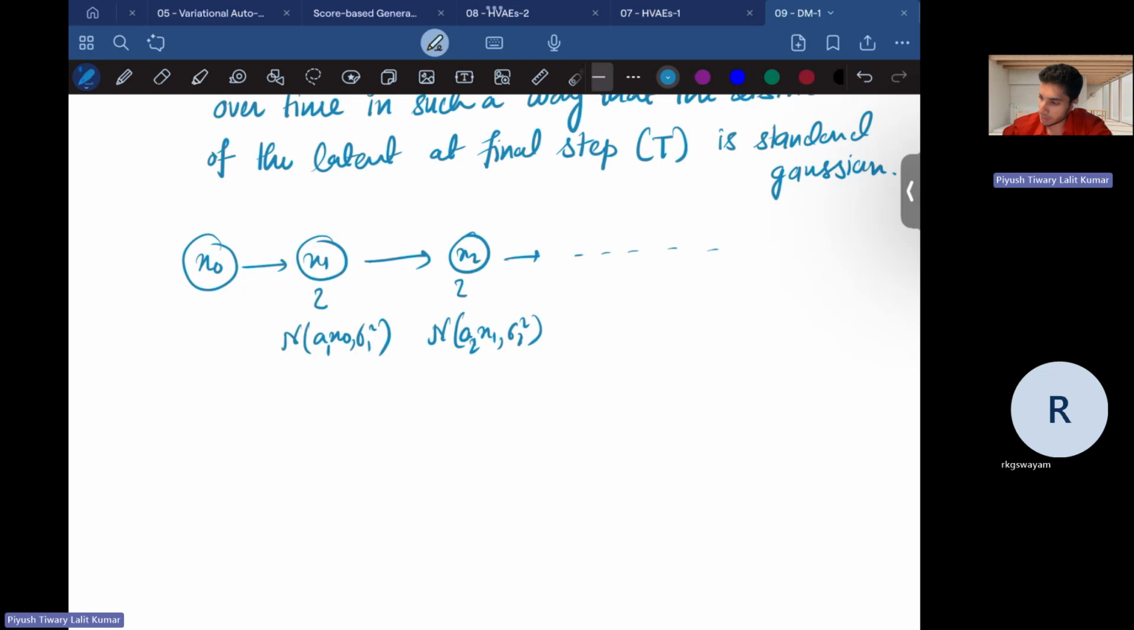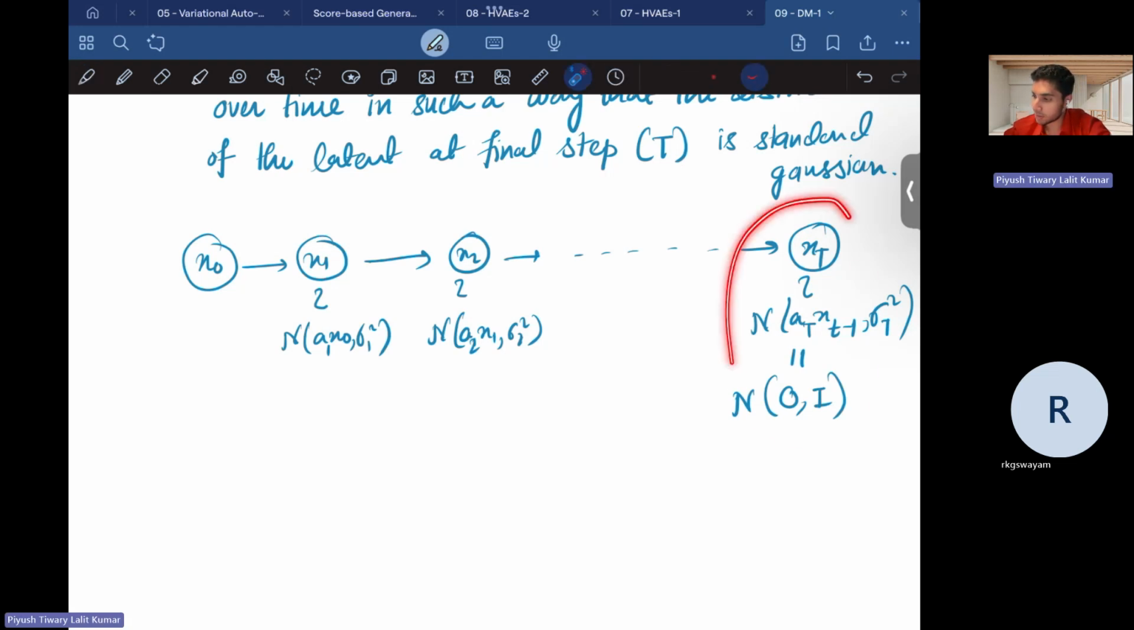So on until the last step. Xt, which is going to be sampled as Gaussian at x t minus 1 comma sigma t square, something like this. But we are saying that this distribution should be exactly equal to Gaussian 0 comma I. This is what we are saying. So this is something which is not trivial.